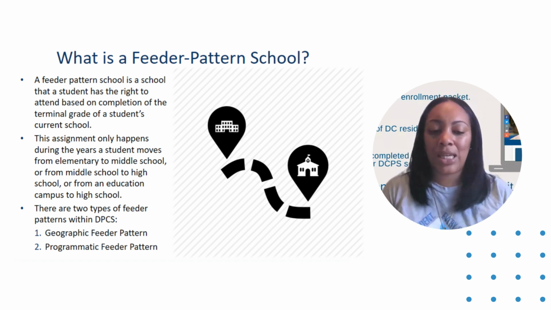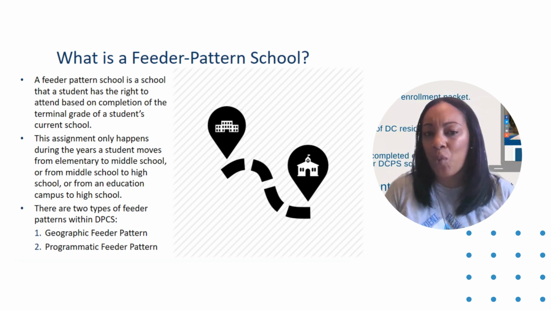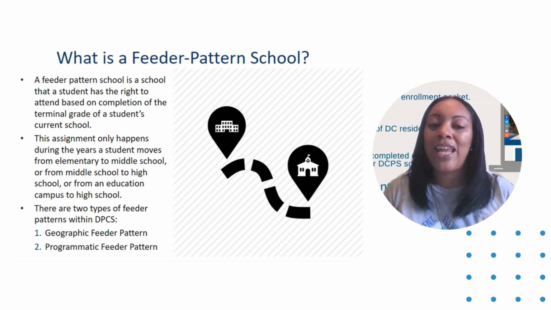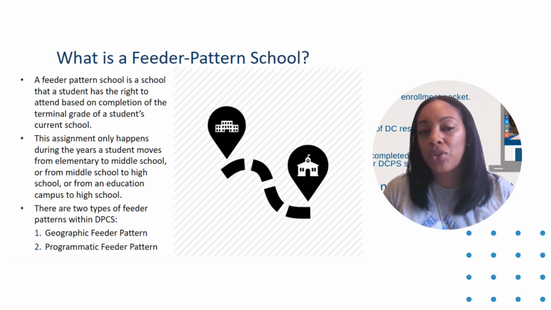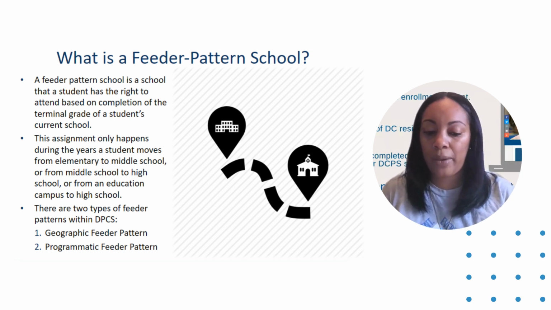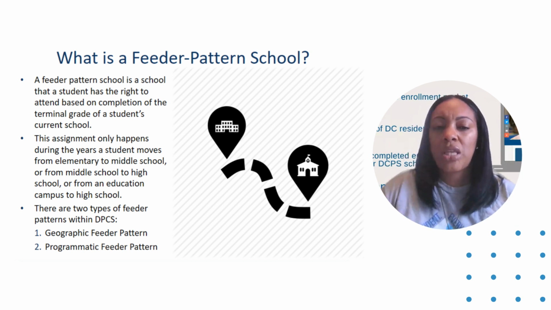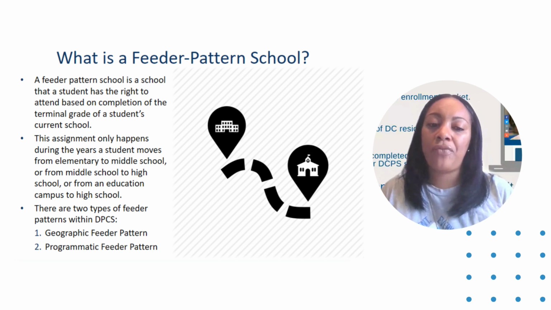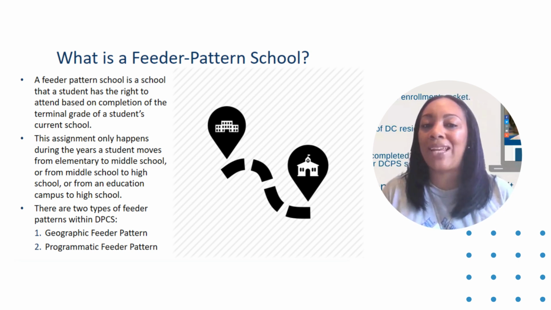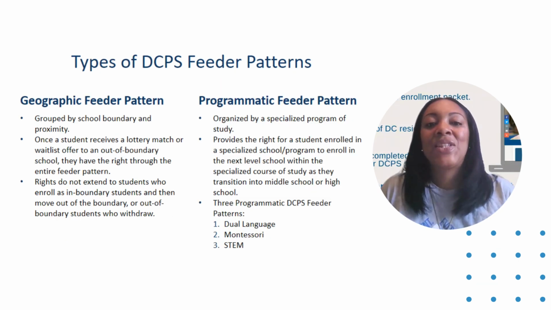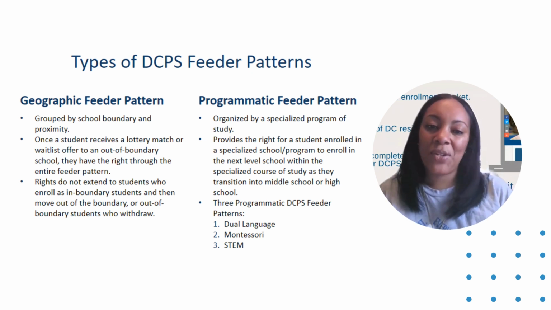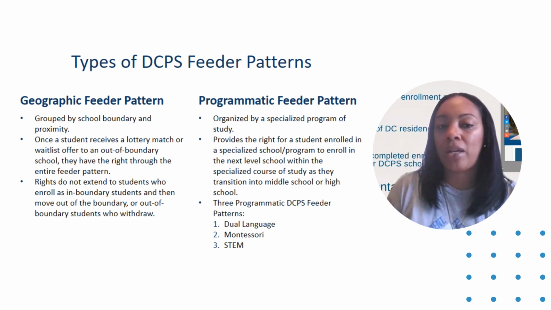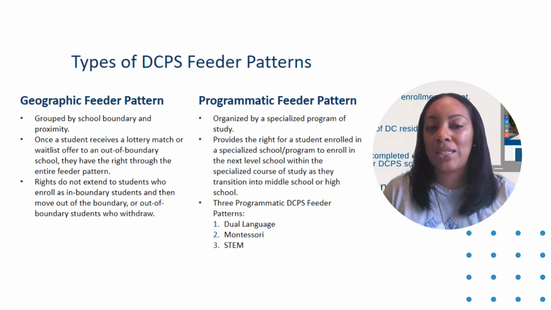So for example, let's say a student completes fifth grade at one school, and they now will transition to the feeder school that their current school feeds into for sixth grade. So this is how the feeder pattern works. There are two types of feeder patterns within DCPS. There's a geographic feeder pattern, and there's a programmatic feeder pattern. So the geographic feeder pattern is grouped by school boundary and proximity.